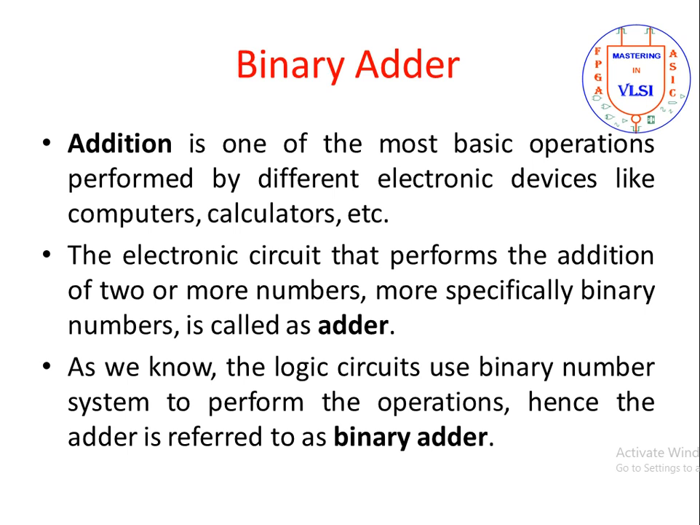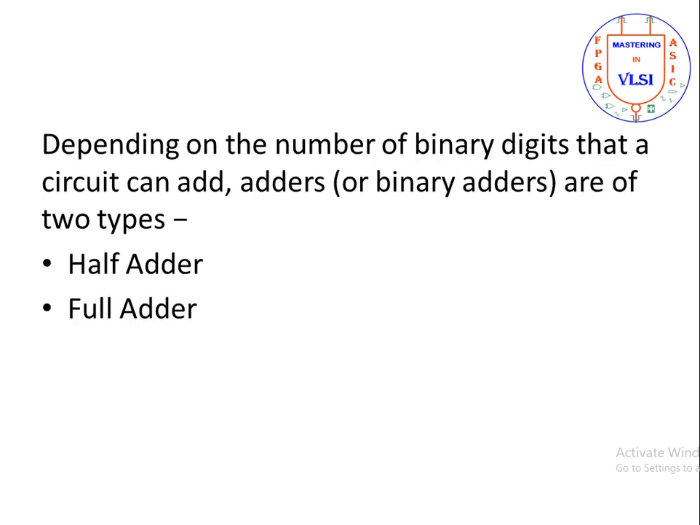Addition is one of the most basic operations performed by different electronic devices like computers, calculators, etc. The electronic circuit that performs the addition of two or more numbers, more specifically binary numbers, is called an adder. As we know, the logic circuit uses the binary number system to perform operations, hence the adder is referred to as a binary adder. Depending upon the binary digits that a circuit can add, adders are of two types basically: half adder and full adder. All the higher level adders can be implemented using the full adder.